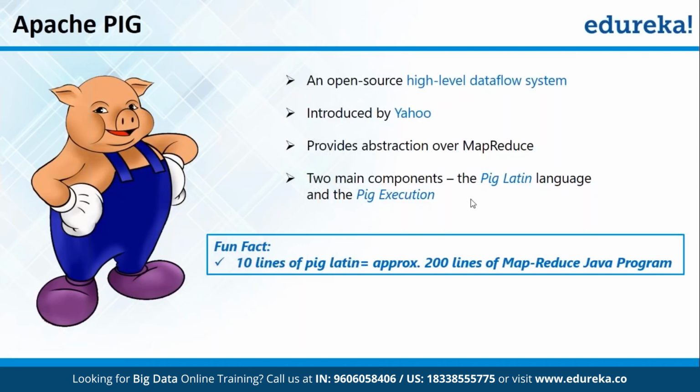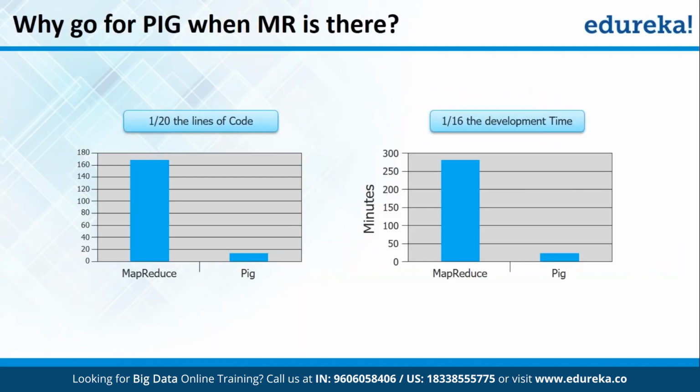So let's move on and look into why we have to go for Pig when MR is there. There are two simple reasons. One is the Pig code is 1/20th of the lines of code that we have to write in MapReduce. So it makes your life very easy. Also as a result of this, the development time also gets reduced, which is almost 1/16th of the development time required in MapReduce. So these are the two main reasons because of which we should always go for Pig whenever a task can be achieved using any of these tools.